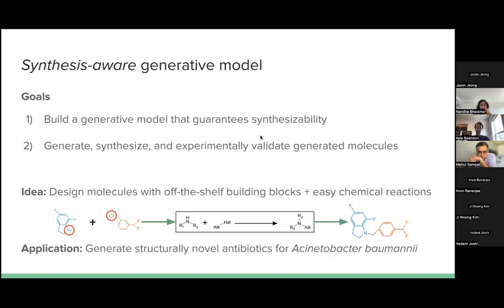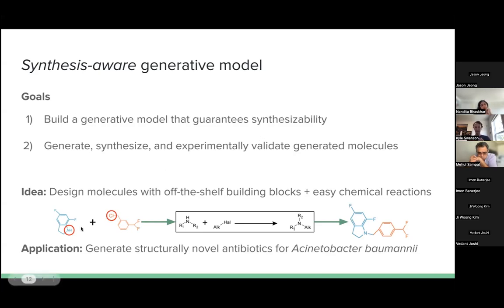And the core idea of our entire model is really that, again, since we're going for easy synthesizability, we want to take an approach that guarantees that. And so what we'll try to do is have the model specifically design molecules with off-the-shelf molecular building blocks and easy to run chemical reactions. So I'm illustrating that right here.